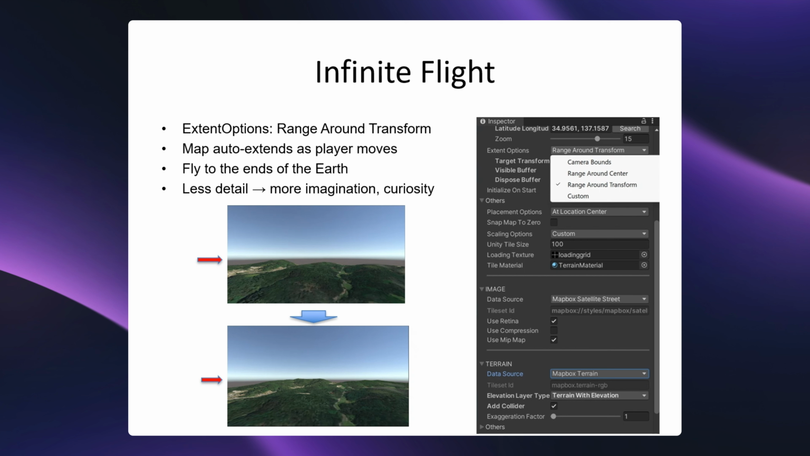By switching the Ascent option to range around transform, the map keeps loading ahead of the player. You can literally fly to the end of the earth. And I think the moderate detail level in Mapbox actually makes it more fun, leaving room for imagination and memories.